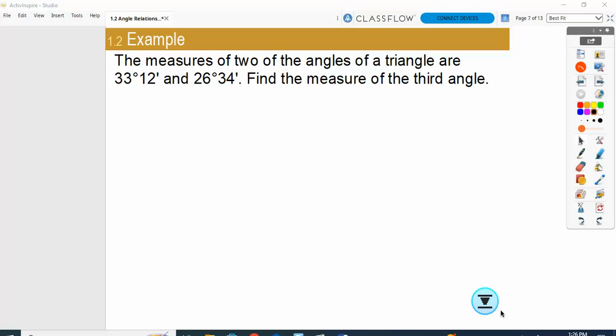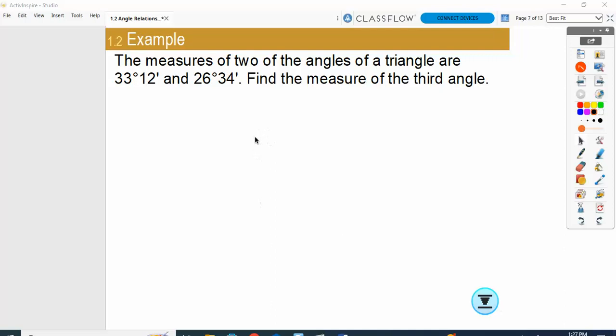Talking about section 2, where we did special angle relationships, and we ended with writing down that the angles in a triangle always add up to what? 180 degrees. So here's a question relating to that. The measures of two angles in a triangle are 33 degrees, 12 minutes, and 26 degrees, 34 minutes. Find the measure of the third.